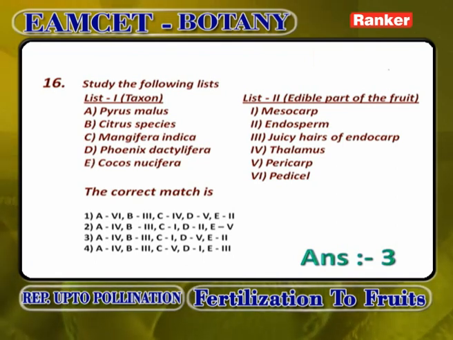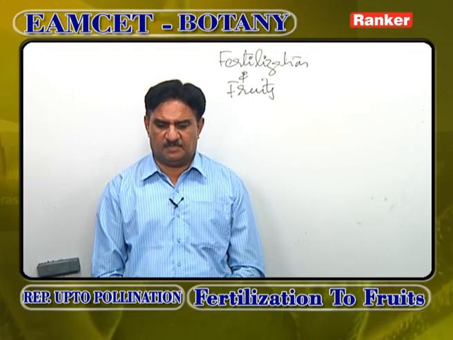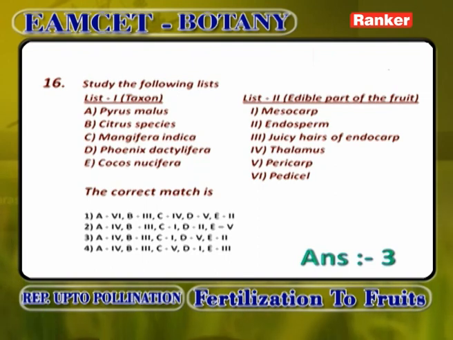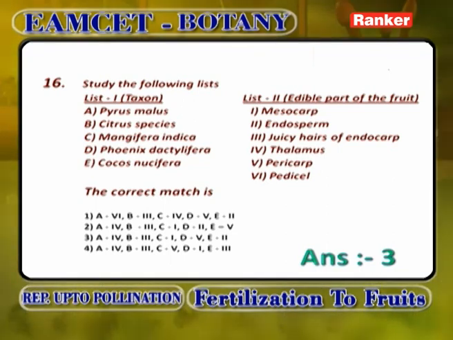Mangifera indica, mesocarp. In Mangifera indica what we eat is the fleshy mesocarp. Phoenix dactylifera, total pericarp. Phoenix dactylifera's speciality is that it is a single seeded berry. Cocos nucifera, what we eat is endosperm. Endosperm is edible in Cocos nucifera.